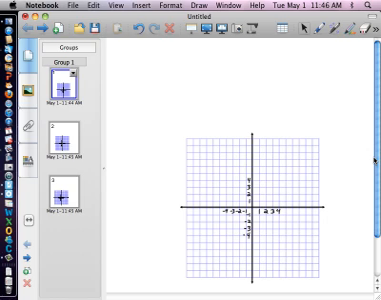All right, today's lesson is 10.7. It's called Graphing Linear Inequalities.